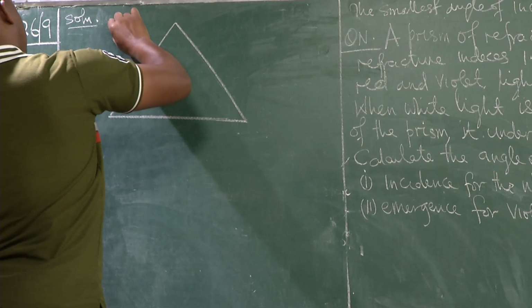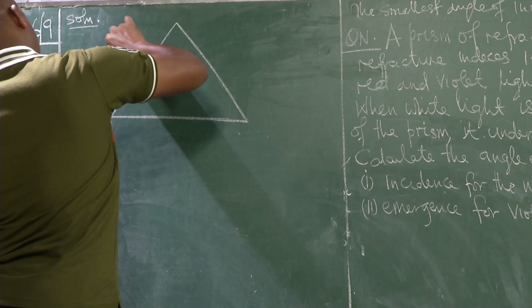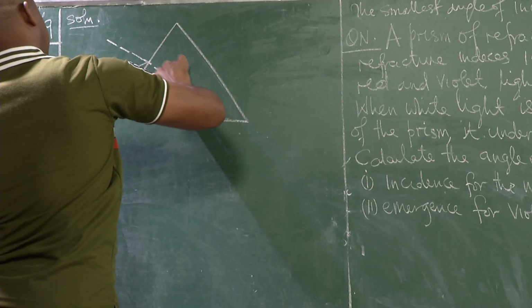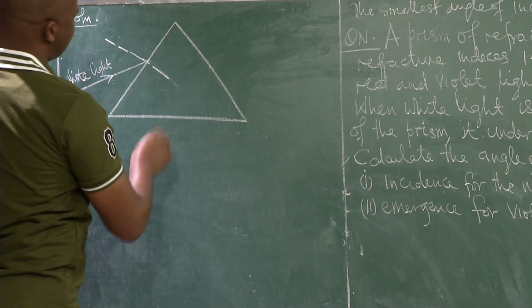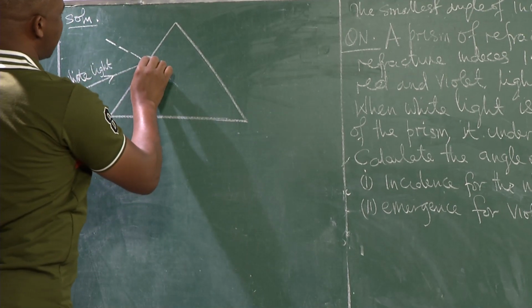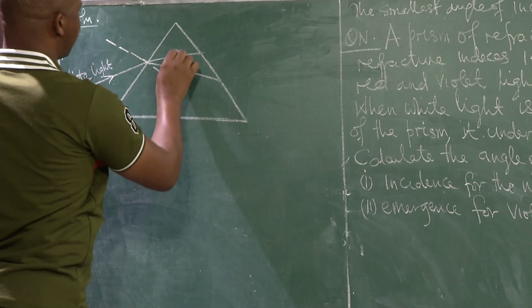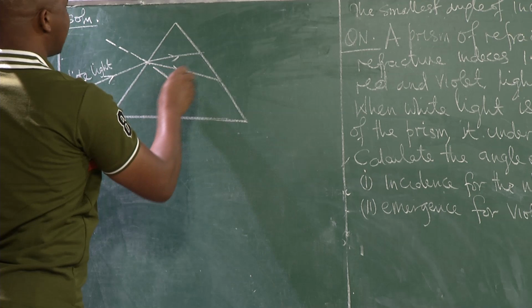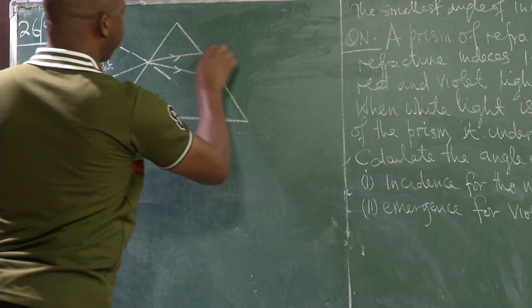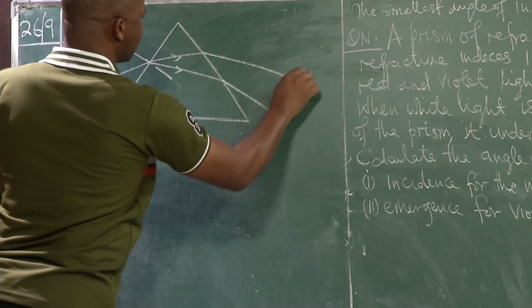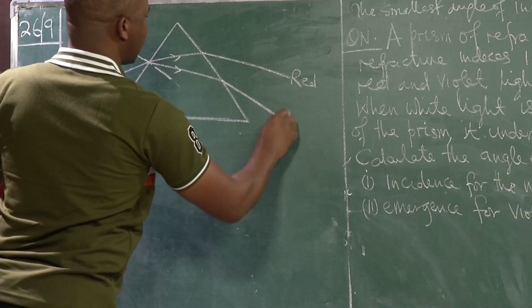We shall create our normal here. Assume this is our normal. And this white light is going to be refracted to give the red light over there and further refracted as it emerges out. This is red and this is violet.